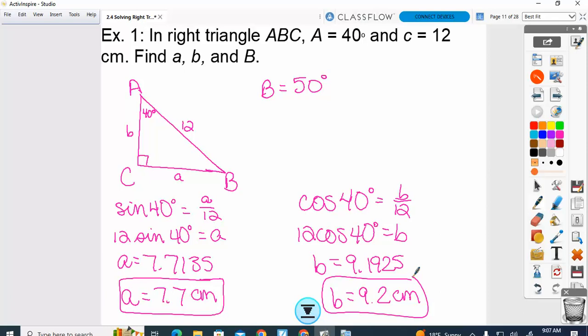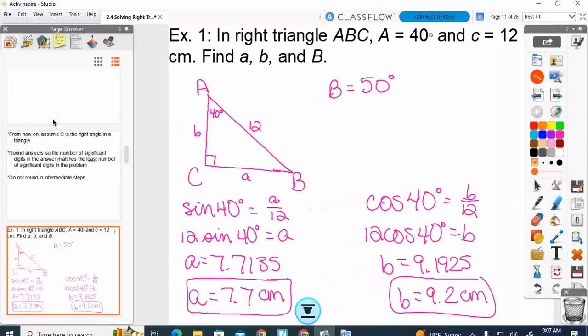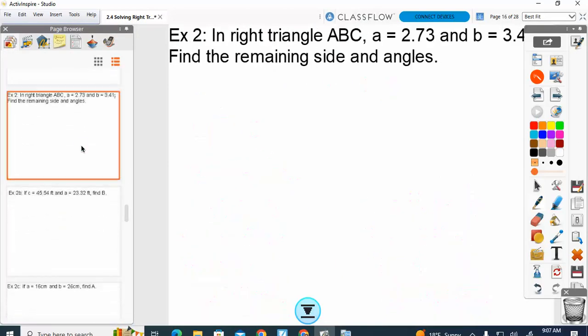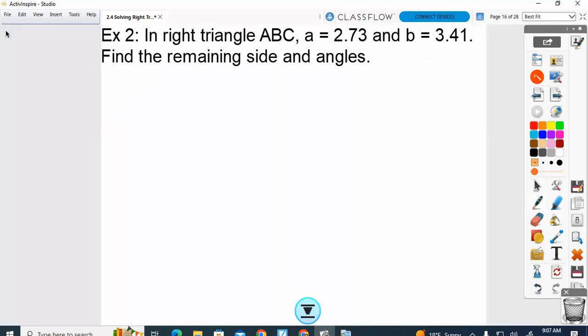Do we need another problem where I give you an angle and a side? You can just subtract to get the missing angle, trig functions to get the sides. Let's say I gave you this one. What information am I giving you this time? A and B. I'm giving you two sides. I didn't give you any of the angles.